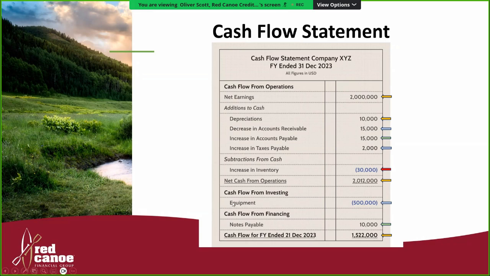Then you have the cash flow from investing. In this case, they bought $500,000 of equipment. Notes payable, this is debt that they took on of $10,000. This cash flow is how much cash is actually left over. This should be the number that is on your balance sheet, right? At the end, right? If it doesn't equal the balance sheet number, then you made some calculation errors. You've forgotten to do something, right?